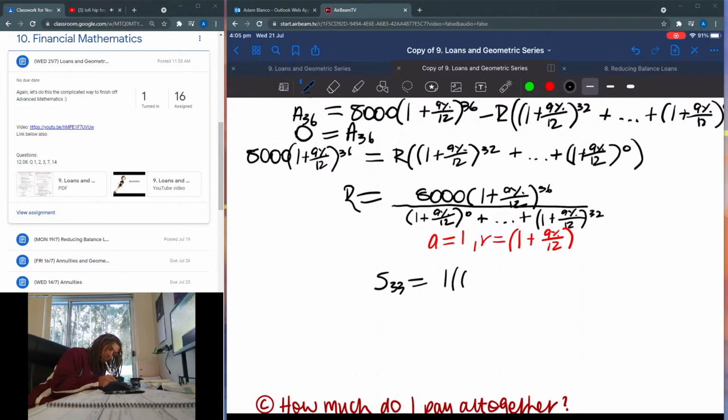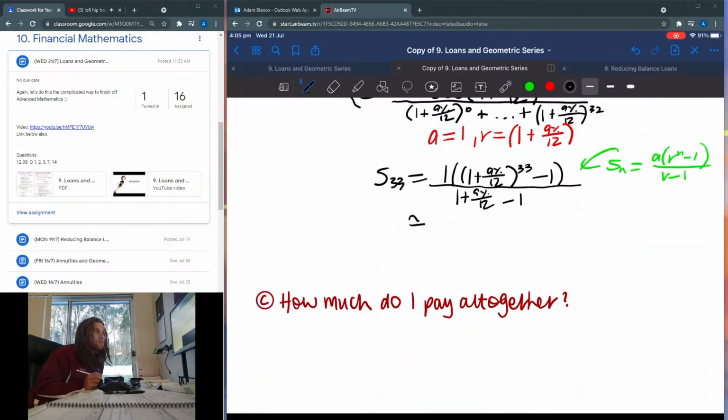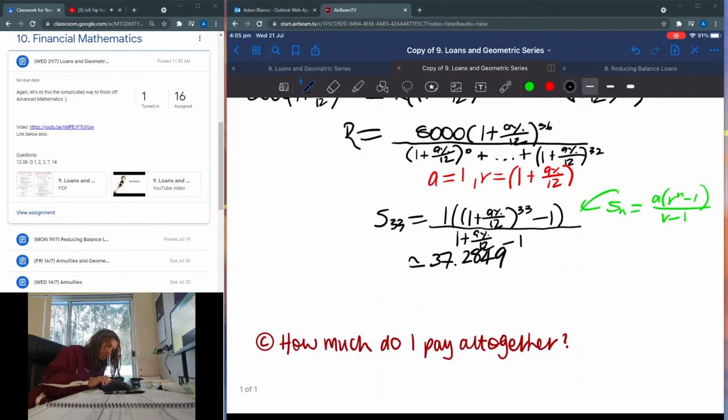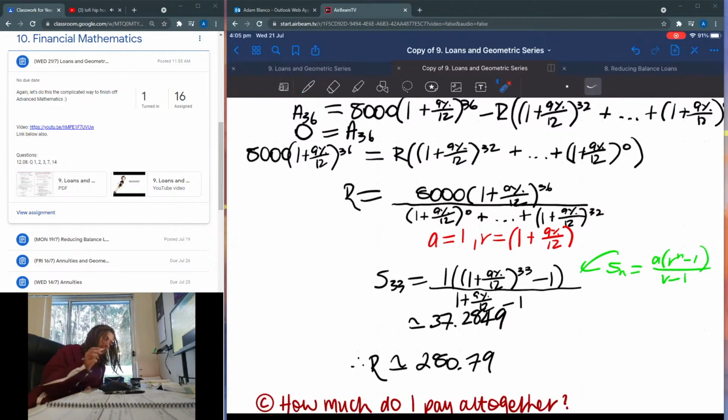One outside of 1 plus 9. I'm just going to write it. This comes from, in case you're wondering what that was. That's approximately equal to 37.2849. I substitute that back into here, and that tells me that therefore R is approximately equal to 280.79. That's my monthly repayment.